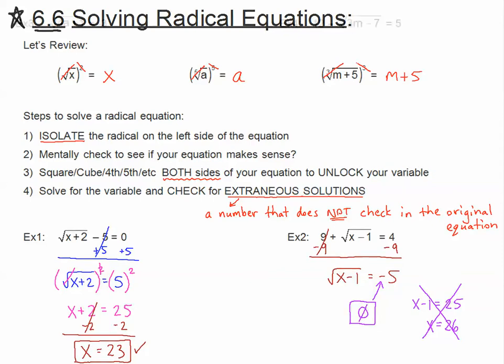Let's look at example 3. Example 3, okay, now we're dealing with a cube root. The good news is the cube root is isolated. It's all by itself. Everything that we see underneath this cube root is the radicand. I can't get into this 4a plus 1 until the cube root symbol goes away. So that's why I'm going to cube both sides.